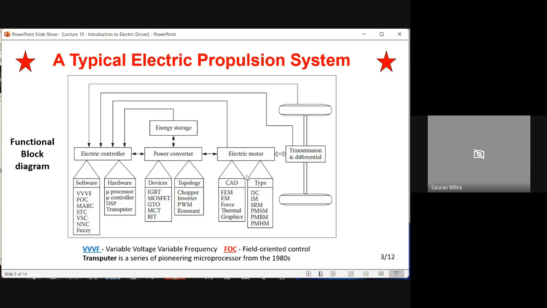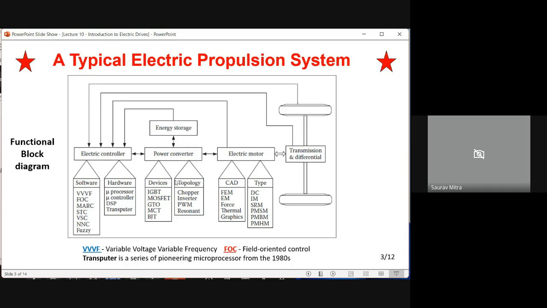Now I told you, if it's a DC motor, then from energy storage through the power converter to the electric motor, DC power will be supplied. If the electric motor is induction type, in that case DC will be taken from the energy storage, the power converter will convert the DC into AC, and it will give it to the electric motor. The induction motor will rotate with the AC input coming to it, and it will give the power to the transmission differential, and the whole cycle will be completed. Again, the feedback will go from the wheels and transmission to the input, that is the controller side.